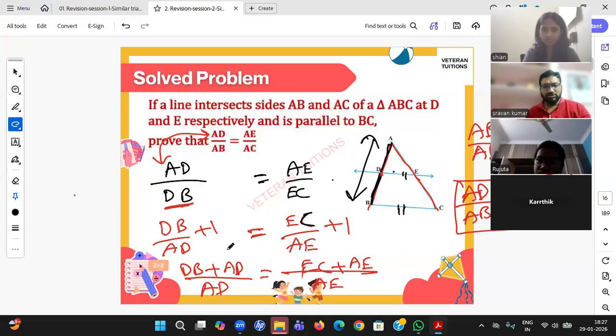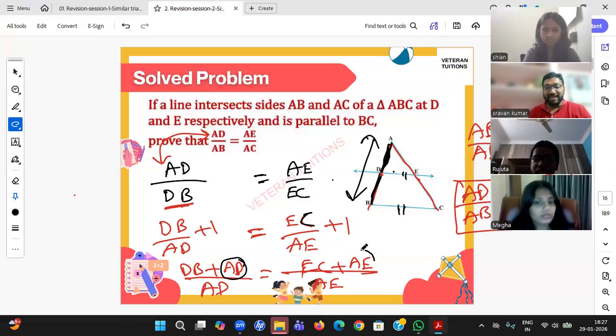Okay, yeah. So you see, some students are asking, sir, why should we add one? Because here I want to add AD, here I want to add AE. So if I add AD, I should add on both sides. Here I'll not get the answer. So that's the reason I'll add one and then take LCM. If I take LCM, AD is being added here, AE is being added here. So that's an easy way.